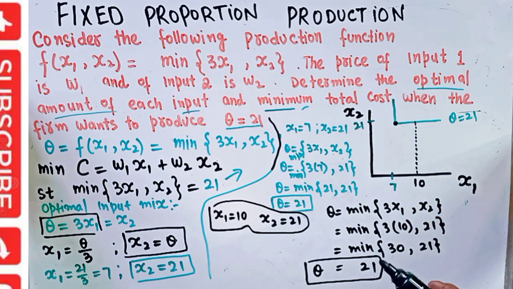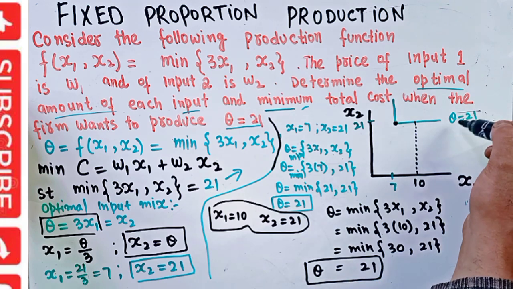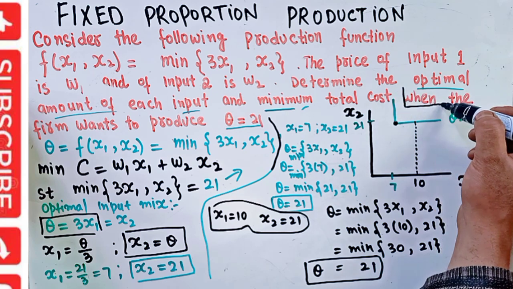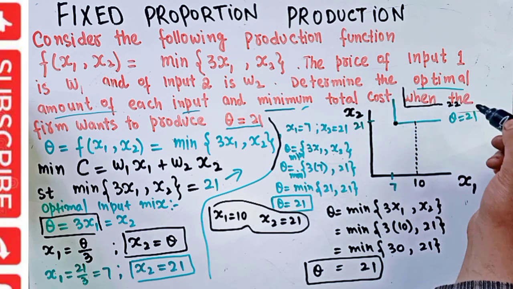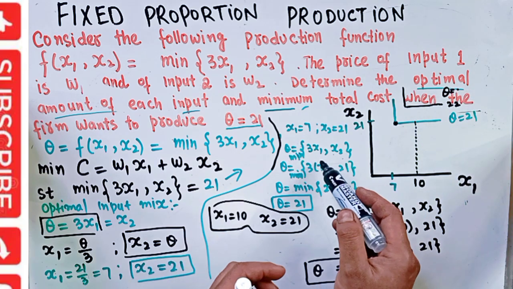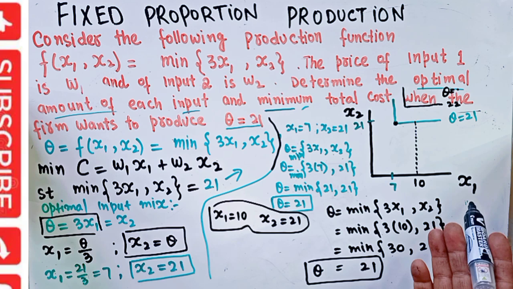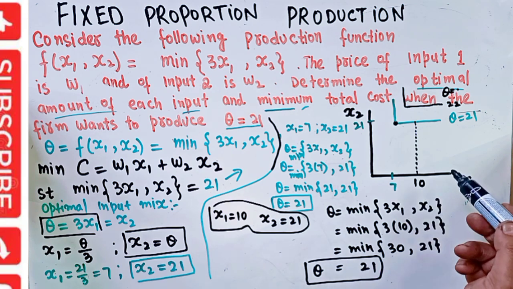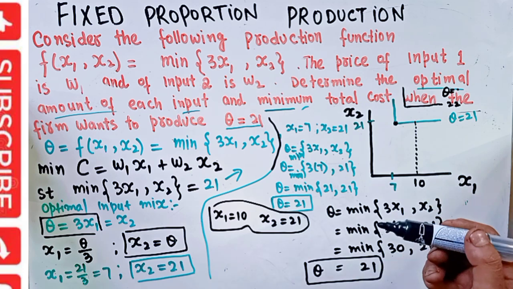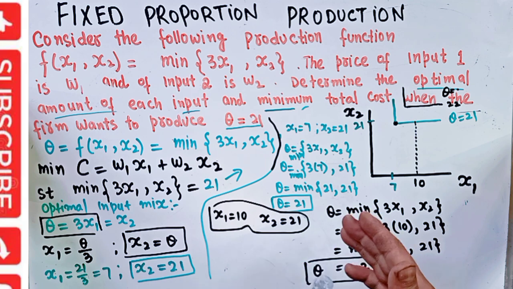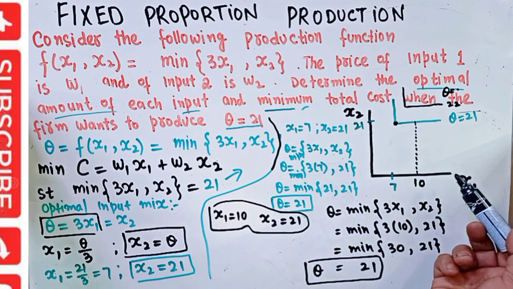If we want to produce q equal to 22, then we need to increase both the inputs in the same proportion. If we increase any input without changing the other input in the same proportion, our production will not increase, only the cost will increase.